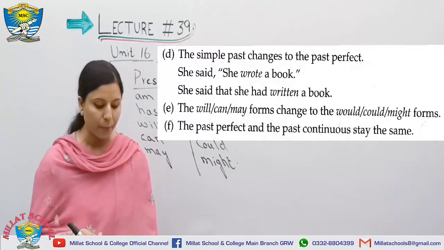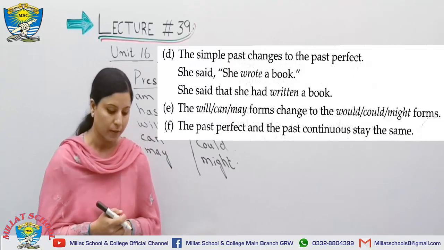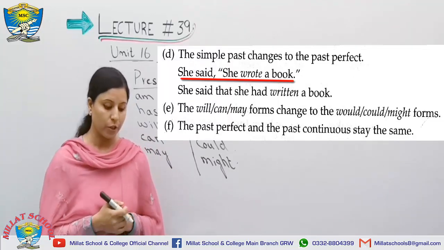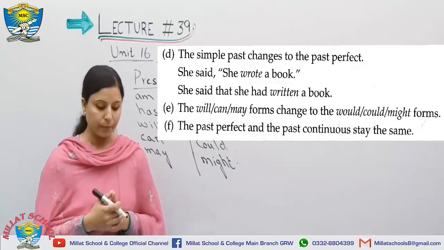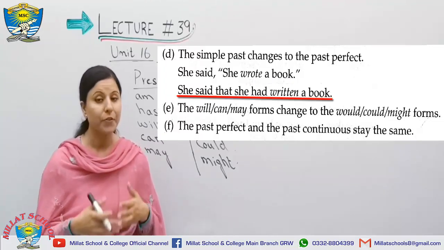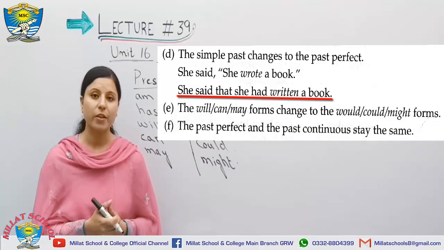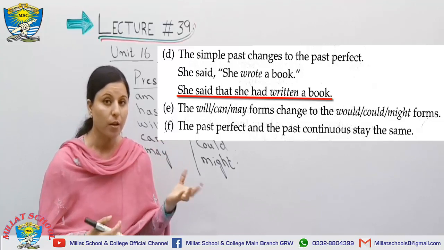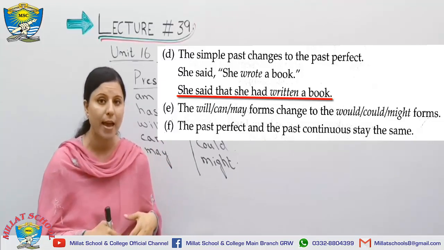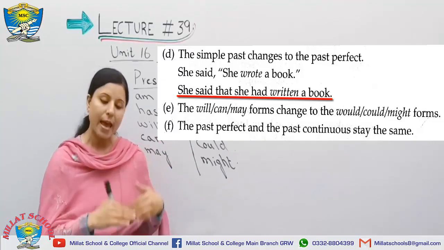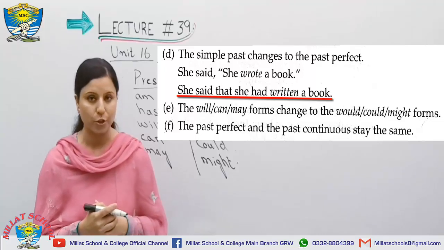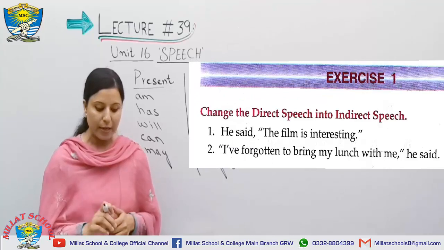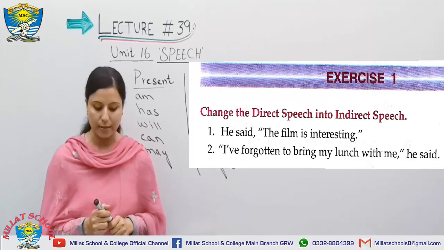Let's see some simple past changes to past perfect. She said, "She wrote a book." If she said she wrote a book, it becomes: she said that she had written a book. This is a change. I have used "had" here. She wrote a book, but I haven't kept it as is. I have to change it into "had" because simple past changes to past perfect. Yes, "had", the helping verb.